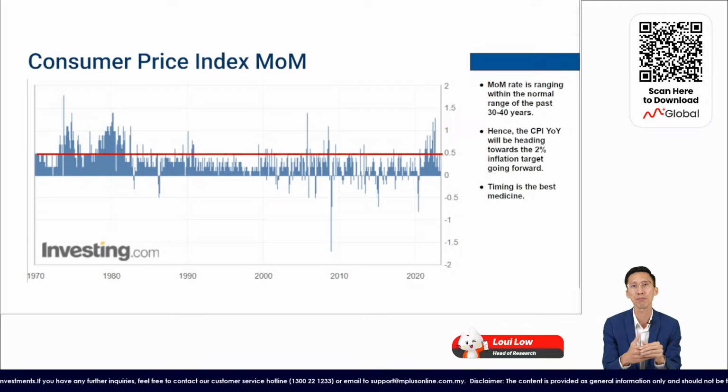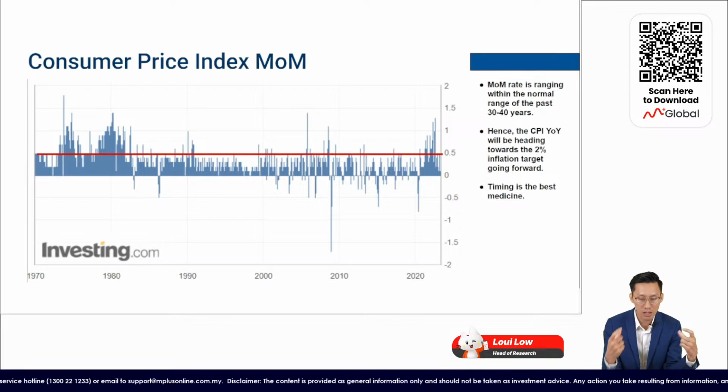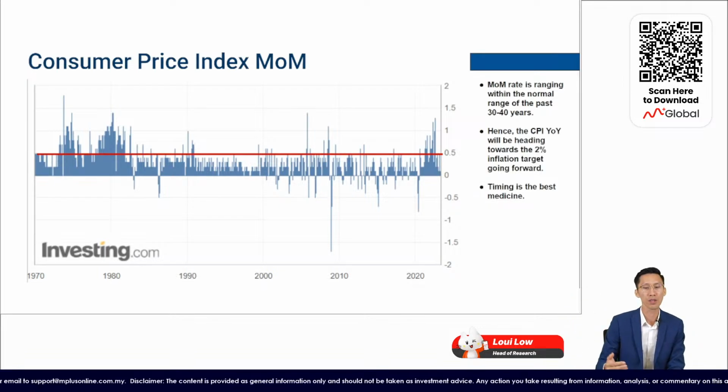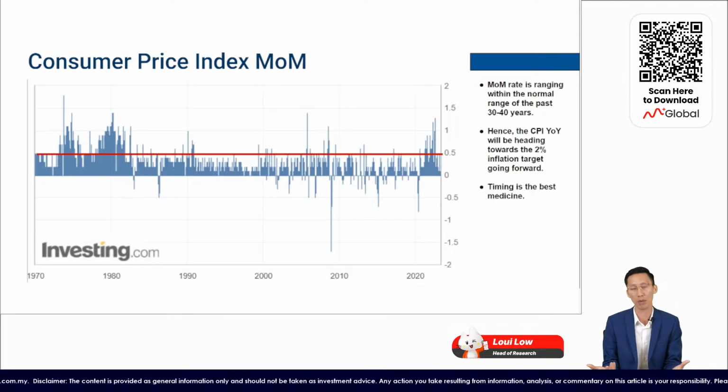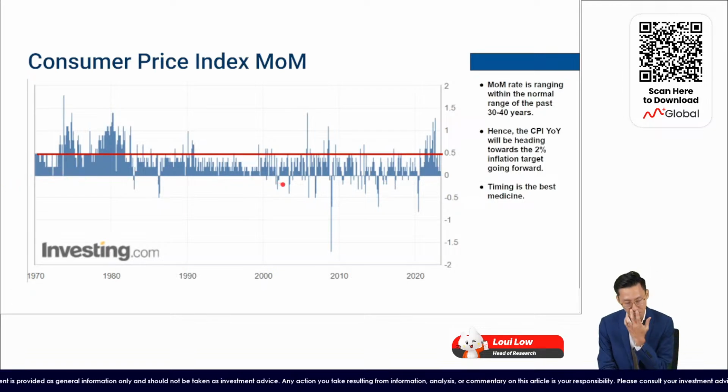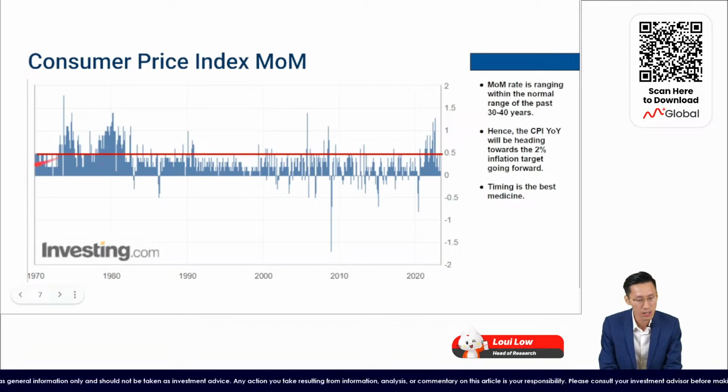So CPI numbers should go to 2% year on year, and if you're looking at the month-on-month growth rate or the quantum of the month-on-month CPI numbers, they are actually coming back to the normal range of increase in terms of what you are paying right now. For instance, over the past 50 years, let's say since 1970, it is near towards this range, right? 0.5%. It has spiked up, yes, definitely.